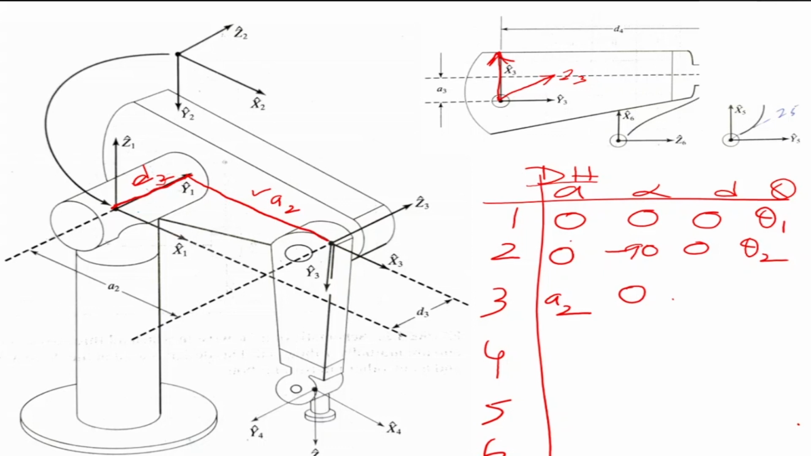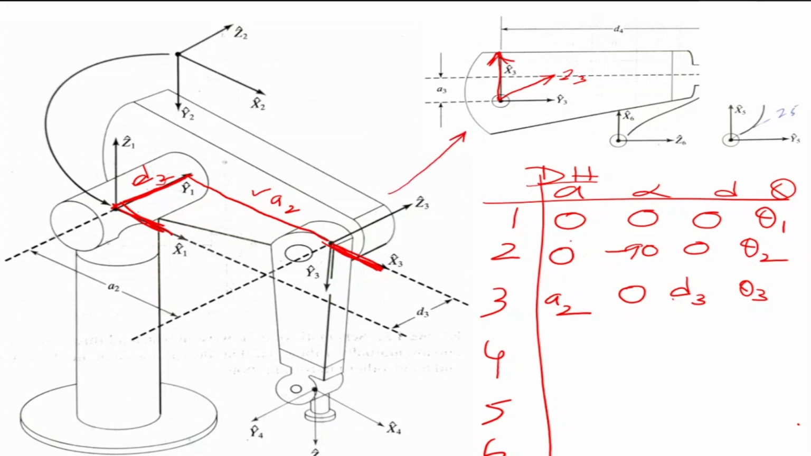What is the distance between the x-axis? There is a distance between the x-axis because one x-axis is on this side and the other x-axis is on this side, so there is a distance there, and this one is my d3. This is my d3 and the variable is theta 3.